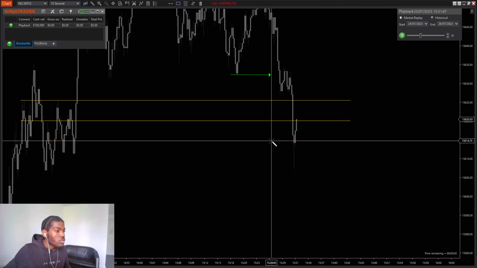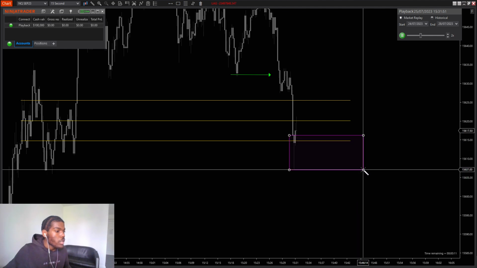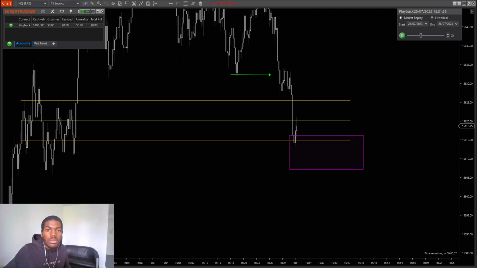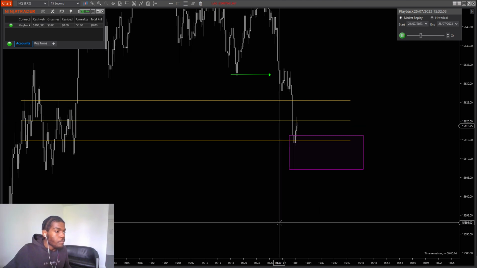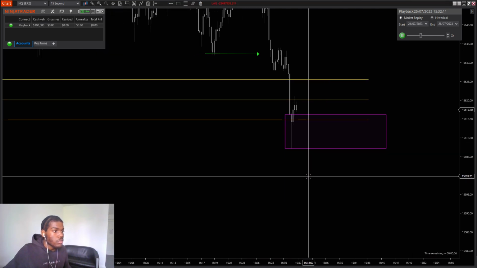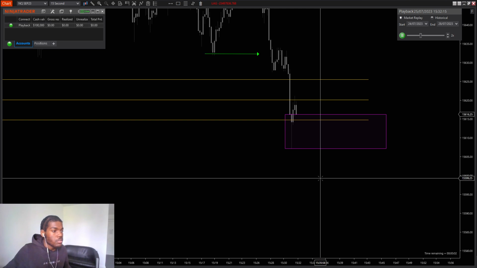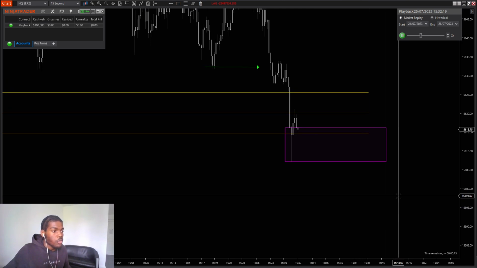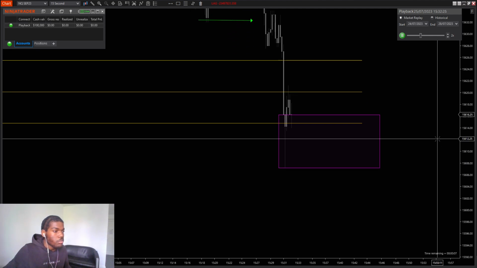We get a closure. Now I want to see a pullback into this zone. The pullback has to be a body closure below the last up candle. I need to see that first. So we just saw it. Now I'm looking for my wick confirmation, the manipulation move.